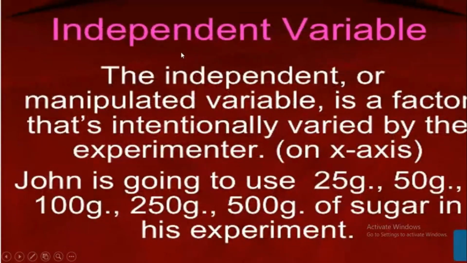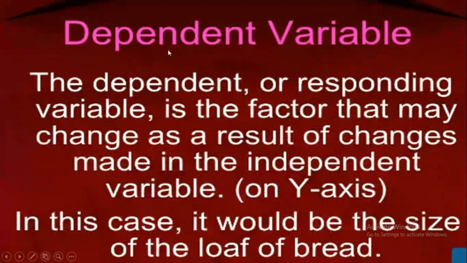Now, how is it possible? First we have 25 grams, then we add 50 grams. So every time we're adding sugar, the dependent variable, that is the size of the bread, is responding, right? Maybe on 25 grams of sugar its size increases, but on 50 grams it doesn't increase, or it increased to the max of its capacity. So that is why the dependent variable is always a responding variable. It always responds whenever we manipulate or change the characteristics of the independent variable.